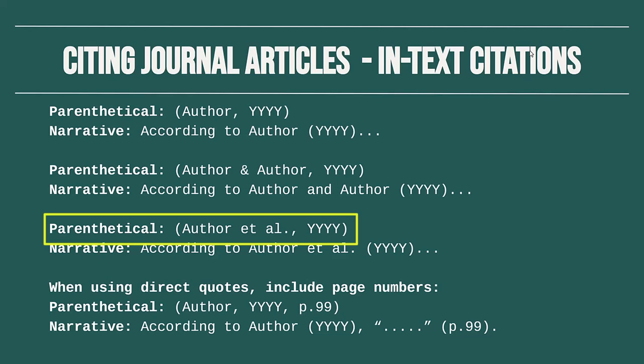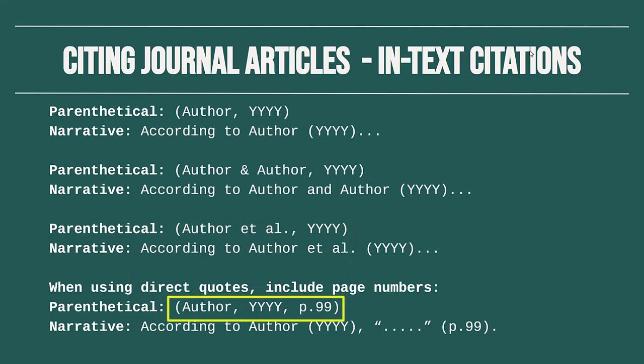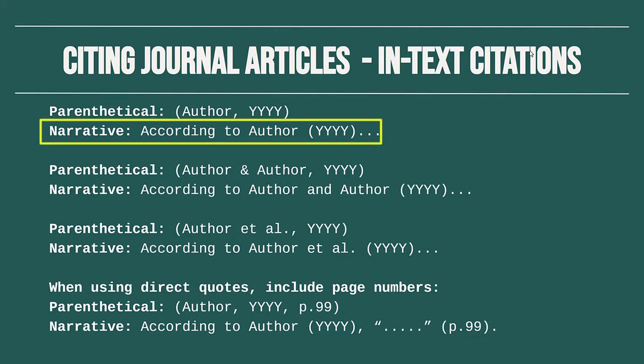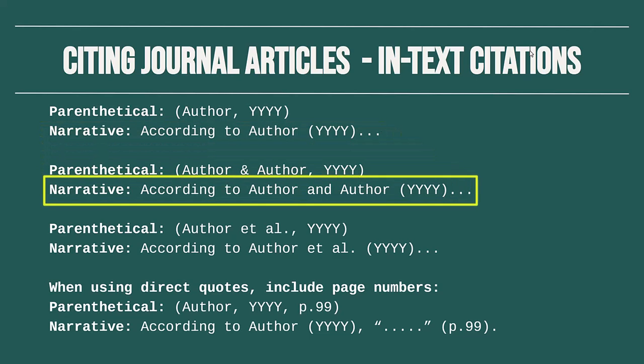In any of these formats, if you are directly quoting material, you'll follow the year with a comma and the page or page numbers from which the material has been excerpted. Sometimes it makes more sense to introduce the author or authors as part of the sentence. In this case, if you're introducing one author, you'll include the year of publication in parentheses immediately following the author's last name. Unlike parenthetical citation, when introducing two authors, you will write the word "and" rather than using an ampersand between the two authors' last names.